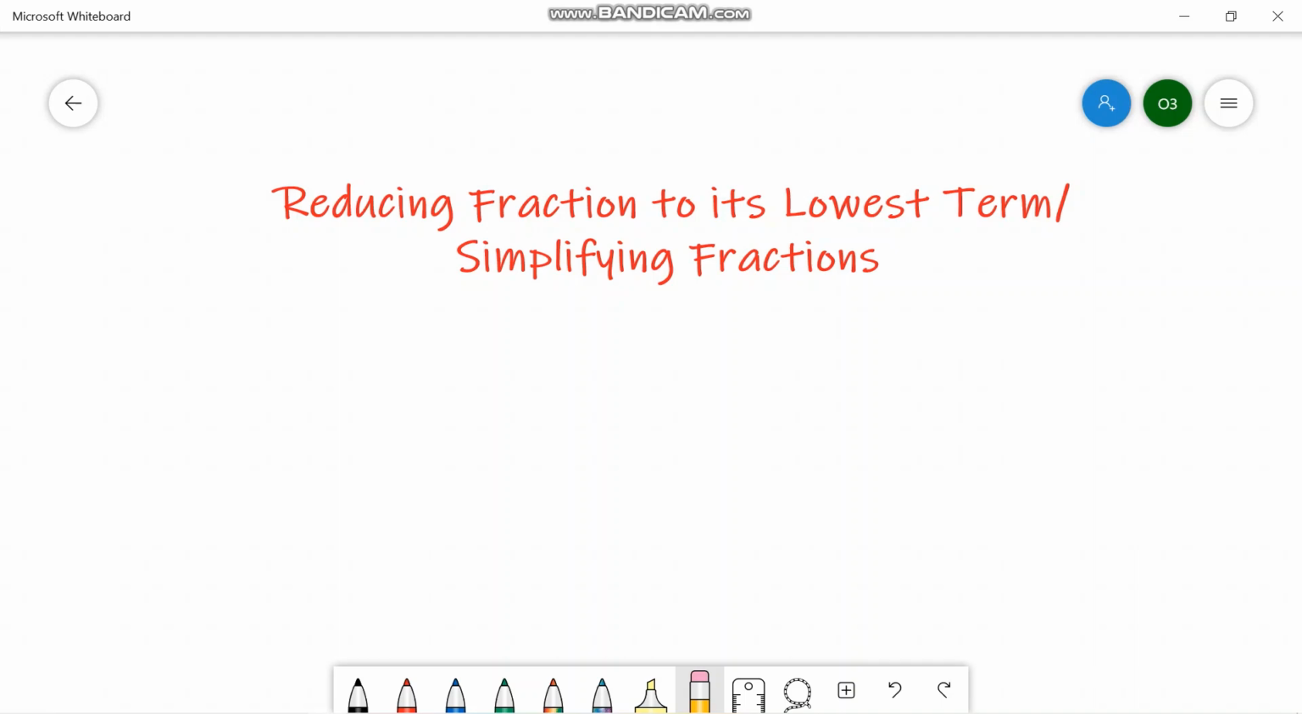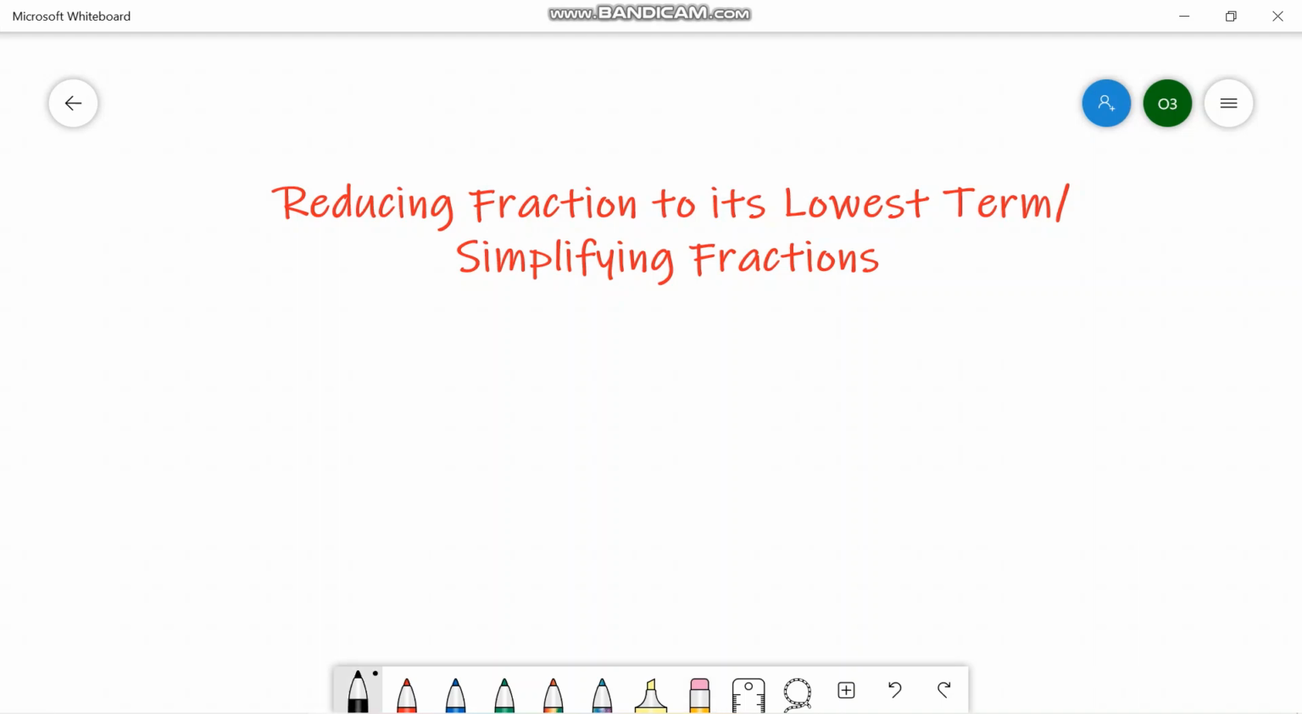So this is only a continuation of our lesson last week about finding equivalent fractions. This is an additional exercise, but we're going to have another discussion probably week after next week. But I will just discuss this briefly: how to reduce a fraction to its lowest term, or in other words, simplifying a fraction.